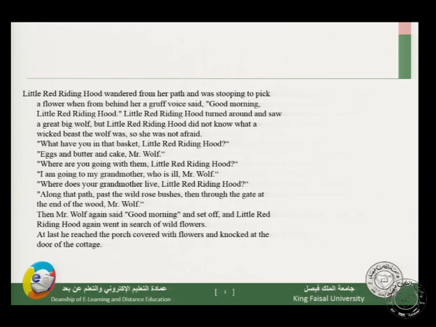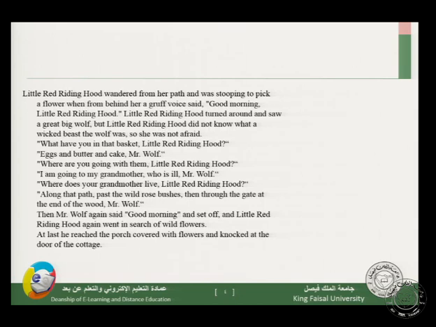Because she's a naive little girl, she did not know about this wolf and how wild this wolf is. So she tells him about her grandmother, and that she is going to deliver some food to her grandmother. So the wolf goes before her to the grandmother and attacks the grandmother.